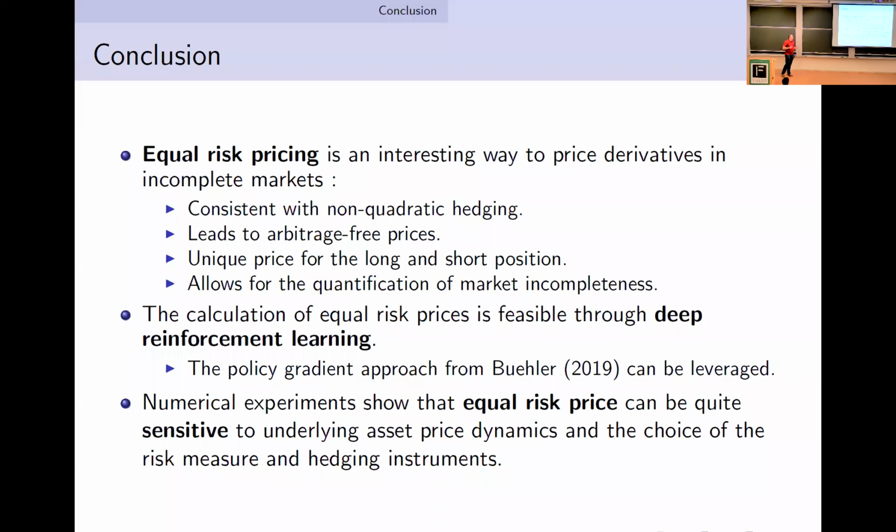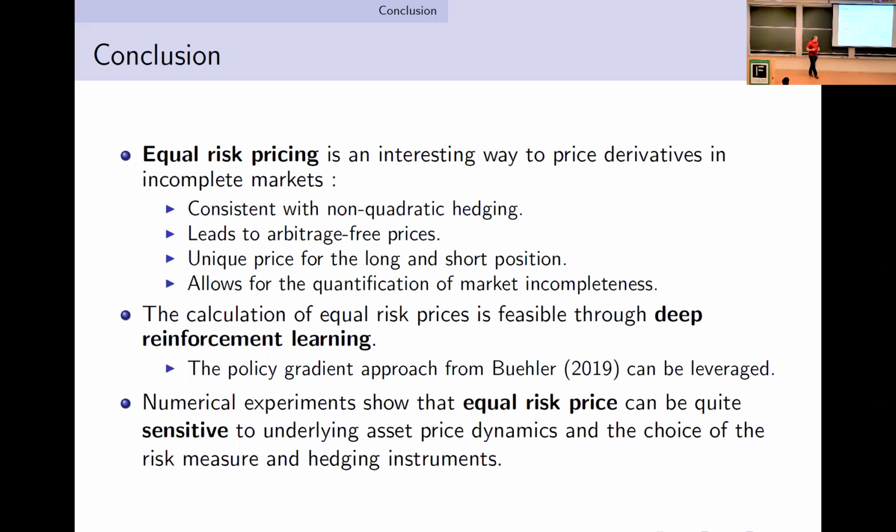So we adapted the original equal risk pricing framework to price derivatives, and we saw multiple advantages with this approach. First, the price of the derivative is consistent with optimal hedging strategies. There's a unique transactional price for both the long and short positions, unlike some utility indifference frameworks. We haven't talked about it here, but in the first paper, we show that under certain conditions, the prices we obtain are arbitrage free. So that's another advantage.